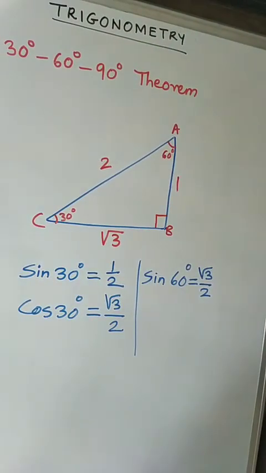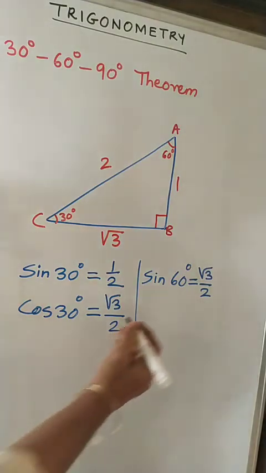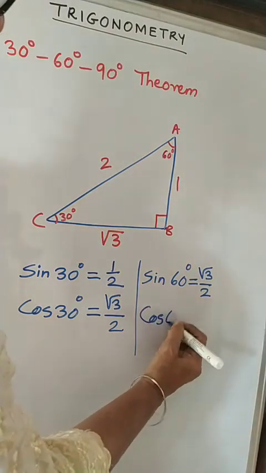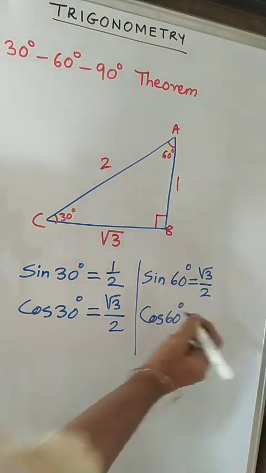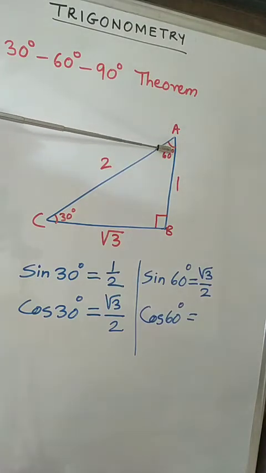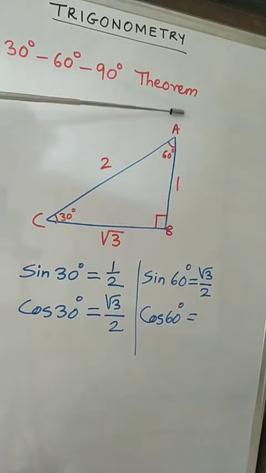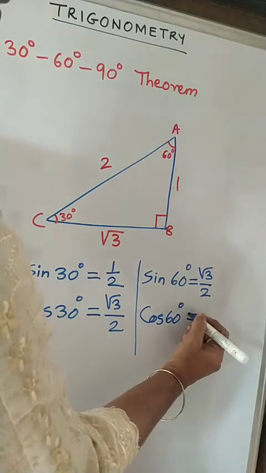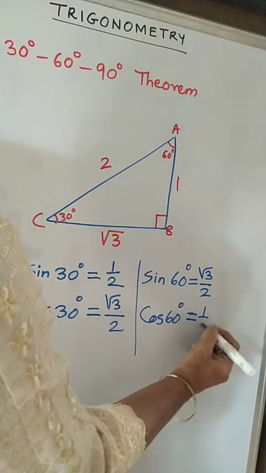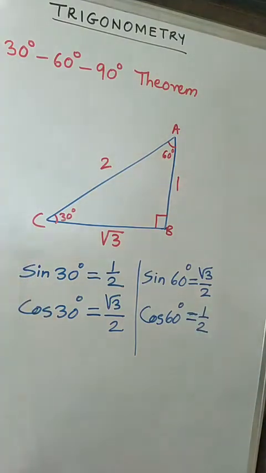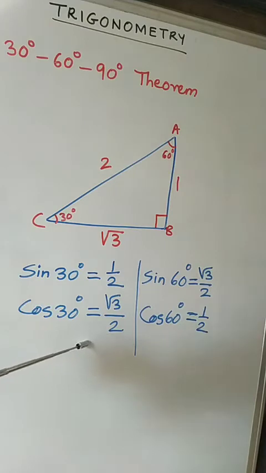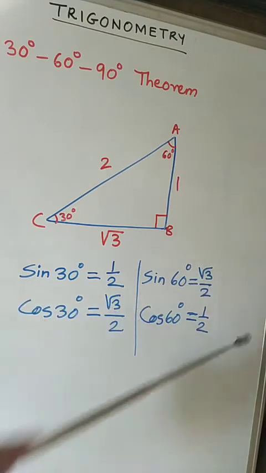Now cos 60 degrees. So look at 60 degree angle again. Cos 60 degrees means adjacent side upon hypotenuse. So what do we get? We get 1 upon 2. So what we have got are 1 upon 2, root 3 upon 2, root 3 upon 2, 1 upon 2.